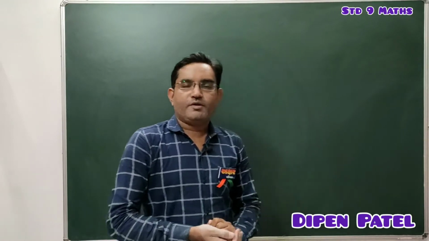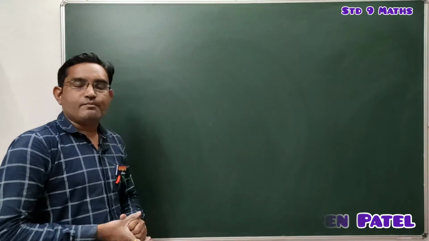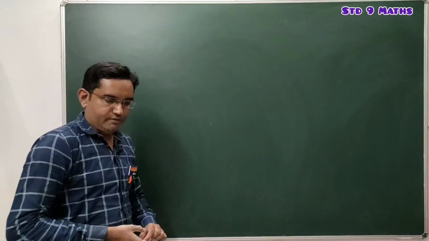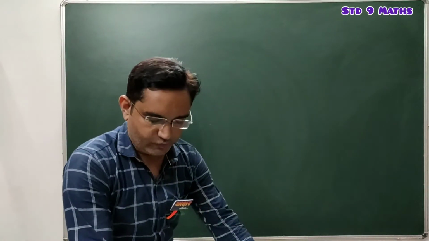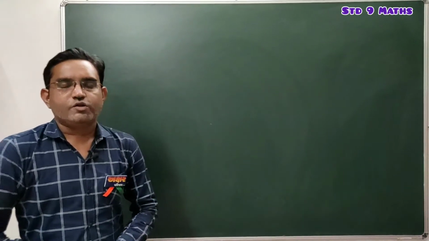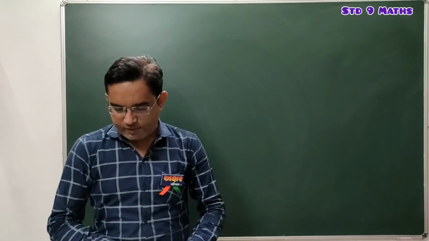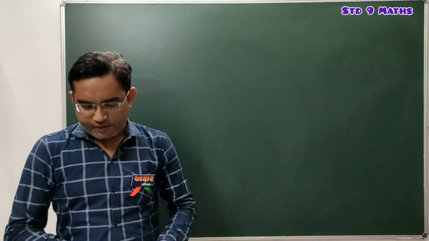In this video we are going to discuss additional practice sums based on surface area of cube and cuboid. So let's start with question number 1. The first question is: two cubes of side 6 cm each are joined end to end.